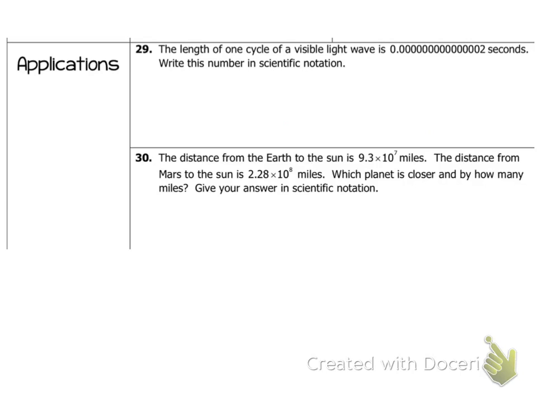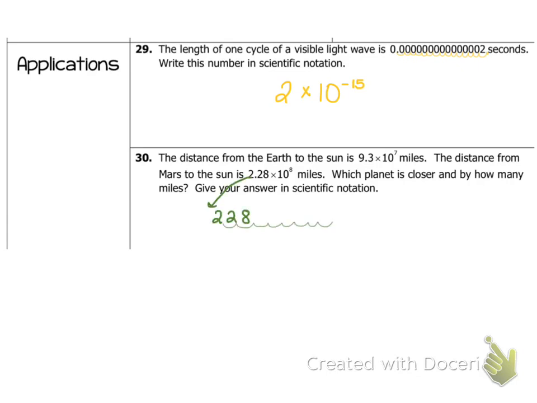For number 29, they just want us to rewrite that number of seconds in scientific notation. So we just have to count how many times we move that decimal point, and it is 15 times. So it would be 2 times 10 to the negative 15th seconds. And the last one, they give us the distance from the Earth to the Sun and the Earth to Mars. They ask us which one's closer and by how many miles. So obviously Mars is the further one, the larger number there.